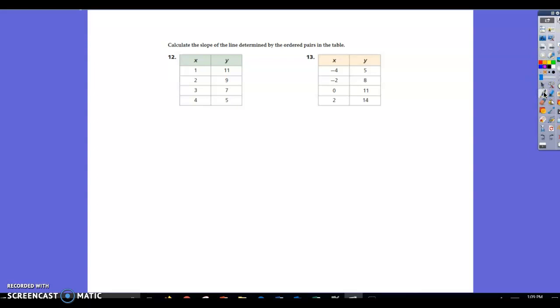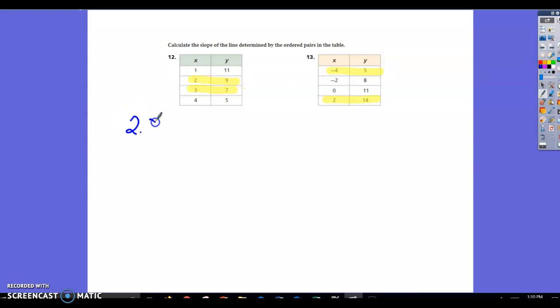Alright, number 12 and 13 say calculate the slope of a line determined by the ordered pairs in the table. Okay, so just like before, we can choose any 2 points in the table. It doesn't matter. So if we want to choose 2 and 9, 3 and 7, we can do that. If we want to choose the first and the last point, we can do that. It doesn't matter which points we choose. So let's start with this one.